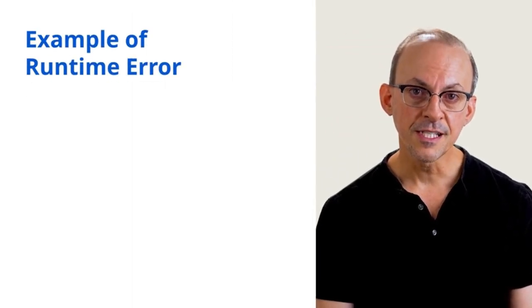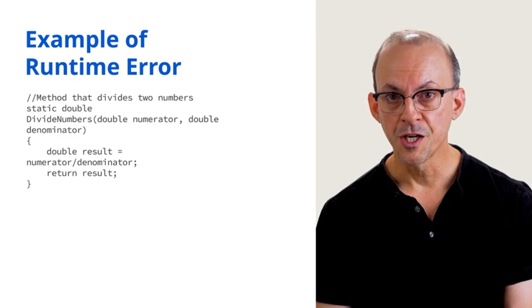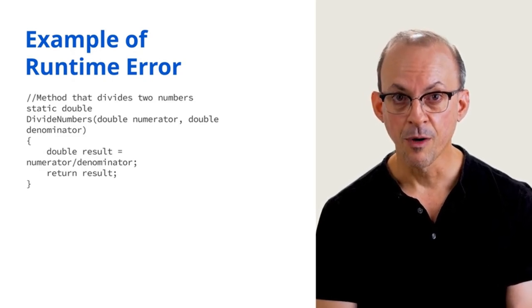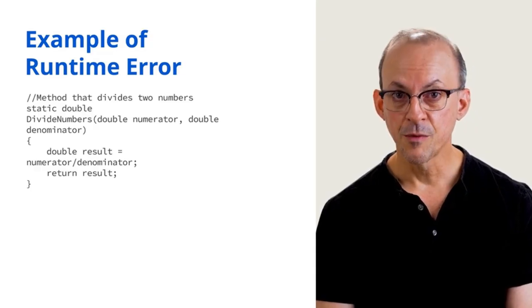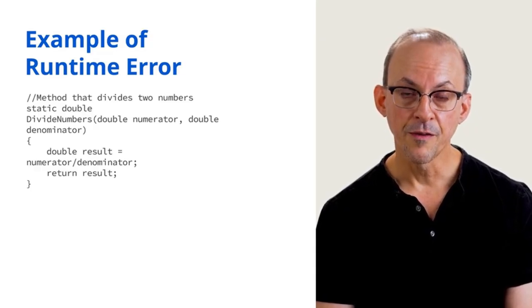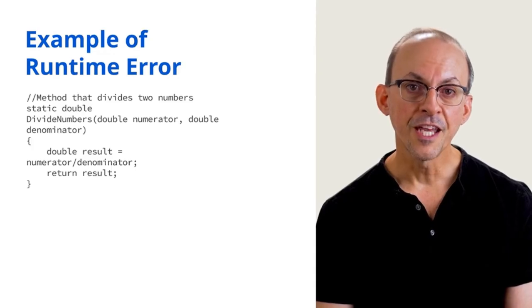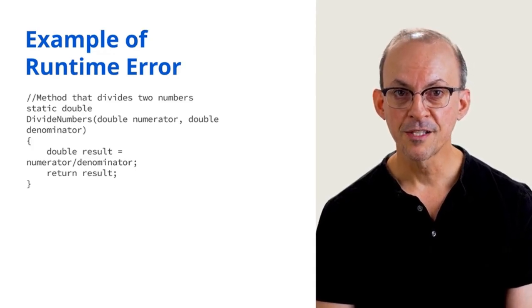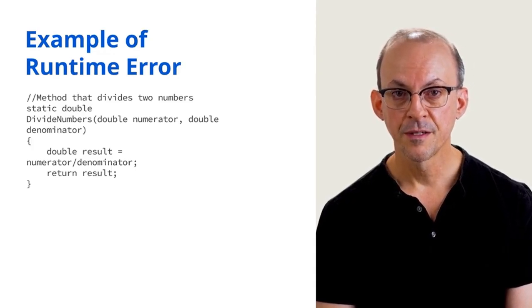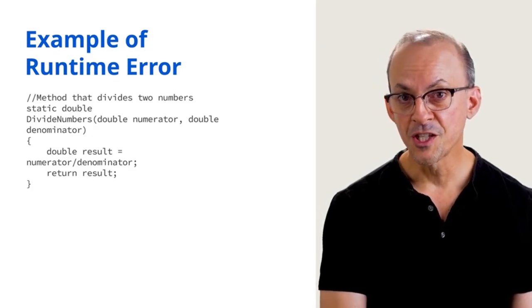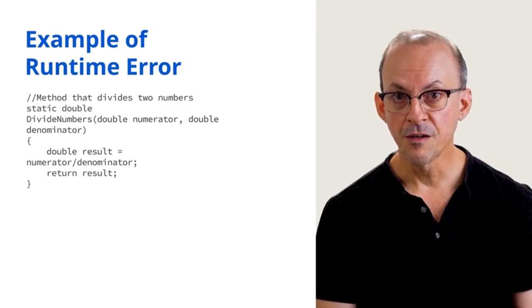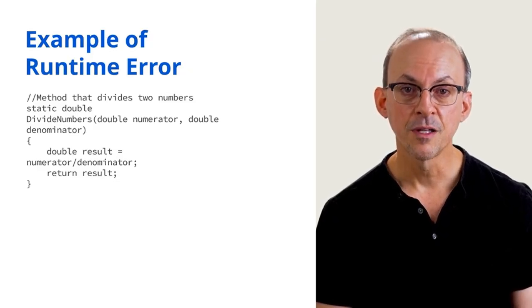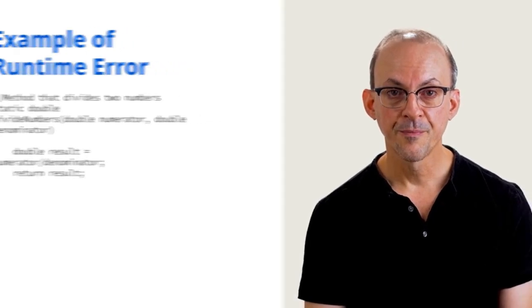To illustrate this, let's consider an example where a division operation can lead to a runtime error if not properly handled. Here we have a method called divide numbers that receives two parameters, the numerator and the denominator. The issue arises because the programmer has used a basic division operation. If the code attempts to divide two numbers without proper error handling, a user might try to divide by 0, which, as we know, is impossible, and this will result in an error.